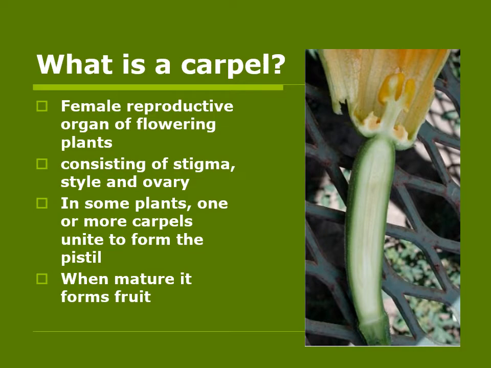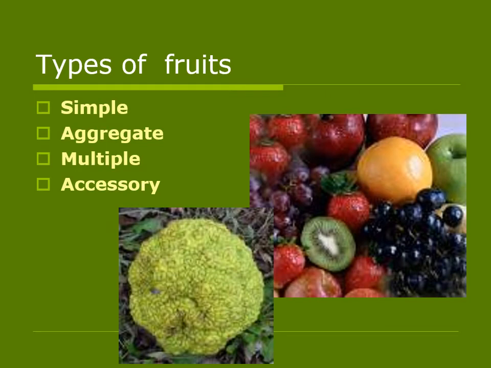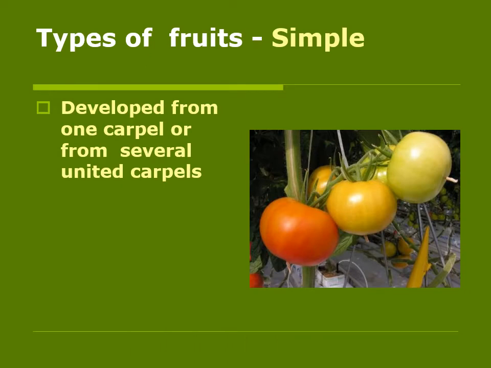All right. Sometimes there's just one carpel. Sometimes there's many. They typically are fused, not always. But when mature, that's the fruit that we eat. So let's talk about the different kinds of fruit. We have simple fruit, aggregate fruit, multiple fruit, and accessory fruits. Simple fruits develop from one carpel or several, in the case of a tomato, for example.